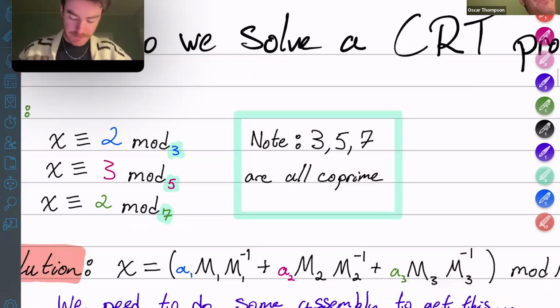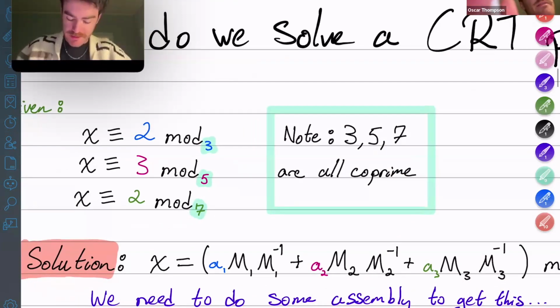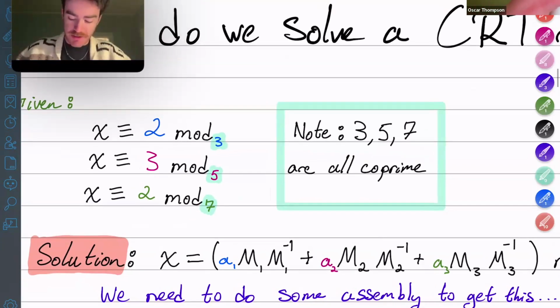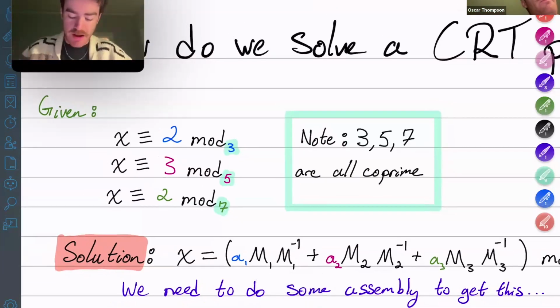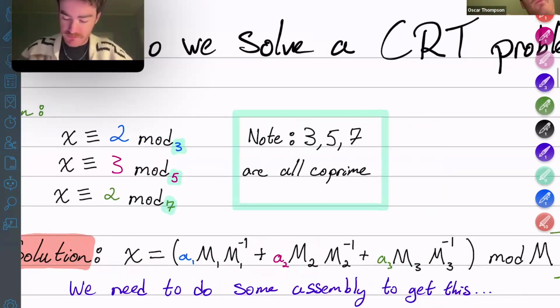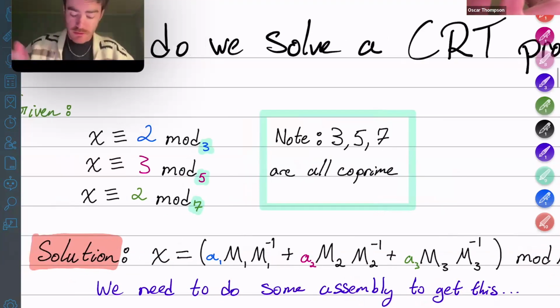Okay, so what the heck does this mean? We need to do some assembly to actually get some concrete numbers for this, and to even figure out, well, what are these big M's? What are these big M inverses? Why is this one not subscripted? You don't know yet. I'm going to explain it to you.